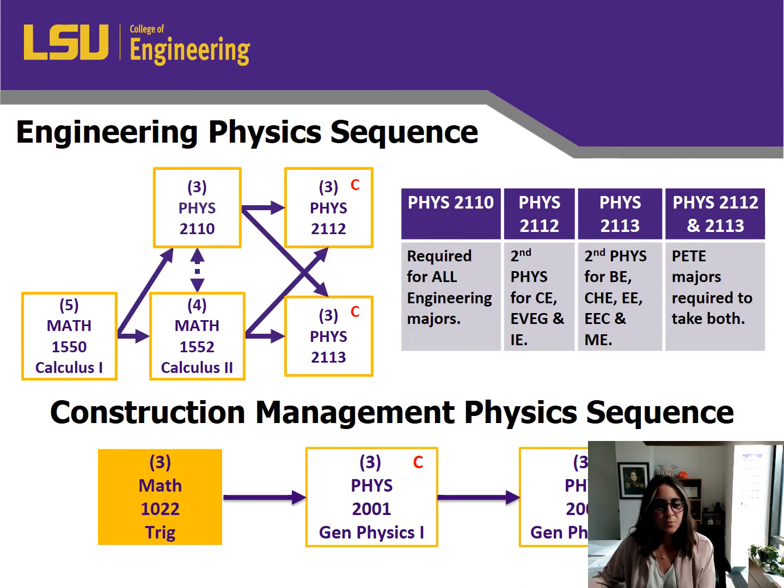So again, depending on your major, that will determine which physics you end up taking. All students end up taking Physics 2110 unless you are a construction management major, then you end up taking the 2001. That's the non-calc based physics. If you are in civil engineering, environmental engineering, or industrial engineering, you're going to move from 2110 over to 2112. If you are in the other majors, you're going to move from 2110 to 2113. And if you are petty, you're going to end up taking both 2112 and 2113.